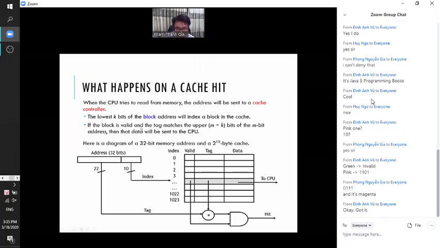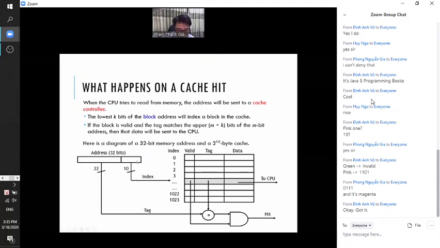For the block, we need a valid bit and a tag. We have 1 bit to define whether it is valid or not, and the tag is the upper m minus k bits of the address. So the data that will be sent to the CPU is defined by it.